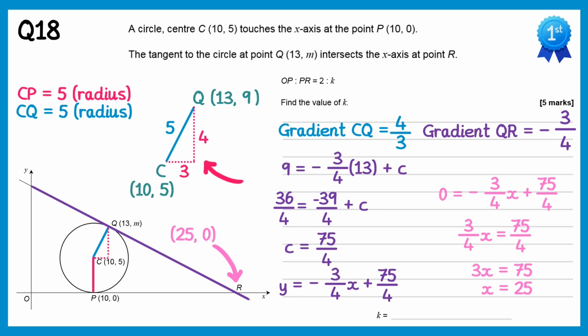In the question we were told the ratio OP to PR is 2 to k. You can see the distance from O to P is 10, and since the coordinate of R is 25, the distance from P to R is 15. So the ratio OP to PR is equal to 10 to 15, which if we simplify by dividing by 5 gives you 2 to 3. So the value of k is 3.